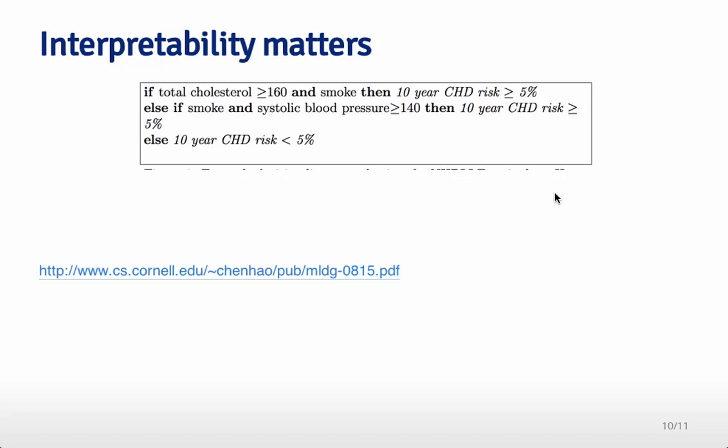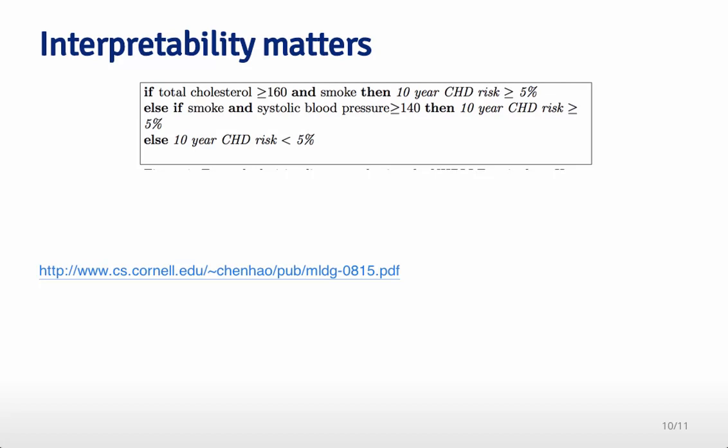Interpretability often matters. For example, in medical studies, this is a paper that studied how some physicians like prediction rules that look like this. They look a little bit like decision trees. In other words, you start off and you say, if total cholesterol is above a particular value and you smoke, then you get a certain outcome. Those if-then statements can be very interpretable to some people, and that's another reason why people like things like decision trees. That can matter more or less depending on what the purpose of your algorithm is.